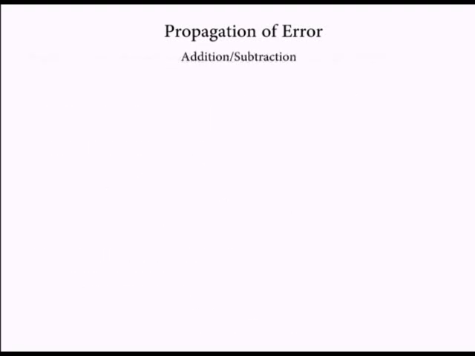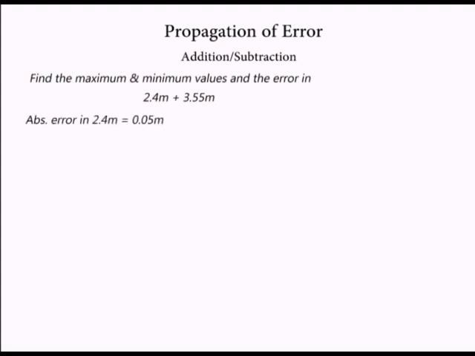Addition and subtraction. Find the maximum and minimum values and error in the following: 2.4 meters plus 3.55 meters. The absolute error in 2.4 meters is 0.05. By now I hope you can see where we are getting that from. And so we set the limits for these measurements, that is the upper limit and the lower limit, given by 2.4 plus or minus 0.05.